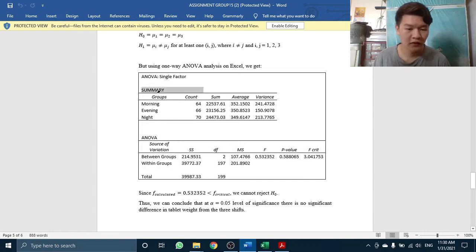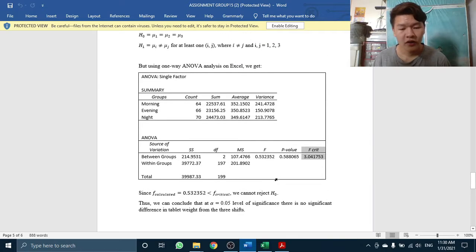In it, we will see the summary. We can see the morning, evening, and night. The count for each group is different. The total sum, this is the total sum for each group, the average for each group, and the variance for each group. In the ANOVA analysis, we will get the SS, which is the sum of square, DF is the degree of freedom, MS is the ratio between SS and DF, and we will get the F value, P value, and F critical value.